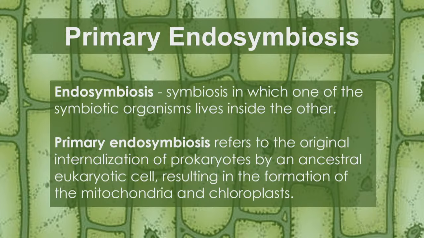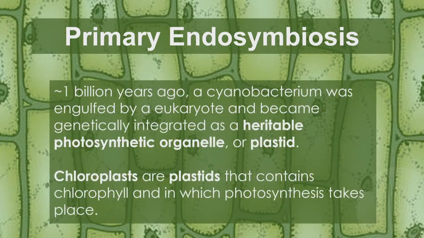Primary endosymbiosis refers to the original internalization of prokaryotes by an ancestral eukaryotic cell, resulting in the formation of mitochondria and chloroplasts. Well, why is this important? Well, because around 1 billion years ago, a cyanobacterium was engulfed by a eukaryote. And animals are part of the eukaryotes. Plants are part of the eukaryotes, and it became genetically integrated as a heritable photosynthetic organelle, or a plastid. So these chloroplasts, or plastids, contain chlorophyll and are where photosynthesis takes place.